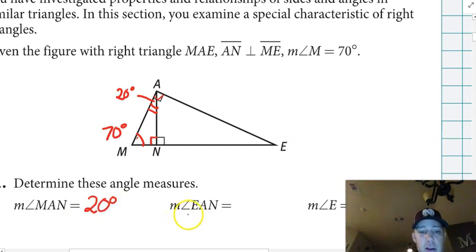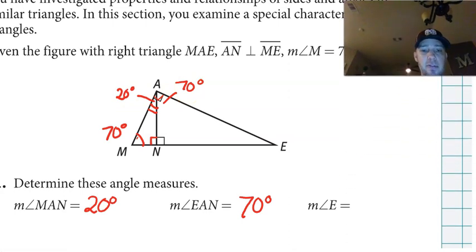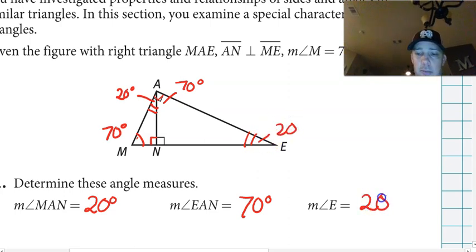All right, what about the measure of angle EAN? So EAN would be the other side. These two together are adjacent and they make a 90-degree angle, so they're complementary. So this angle here has to be 70 degrees because those are complementary. 20 plus 70 does equal 90. And the last one, angle E, I see down here by itself. I can see it either on the big triangle or the medium one. Either way, doesn't matter. 90, 70, this last angle here has to be 20 degrees.